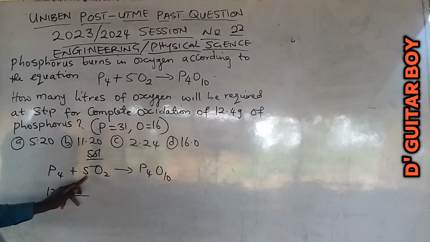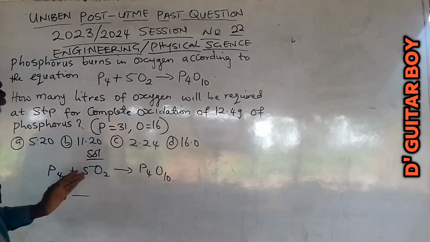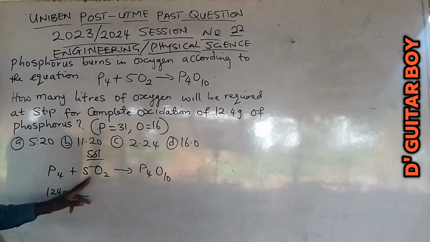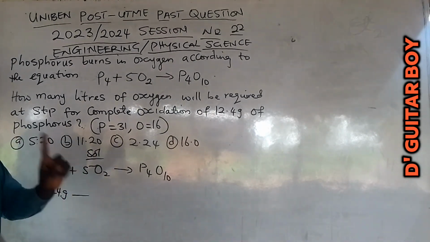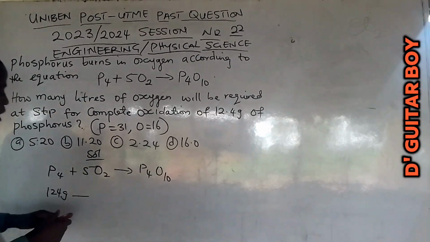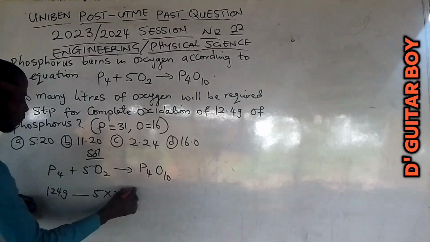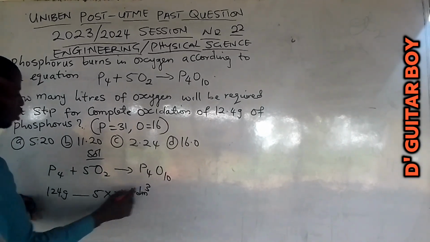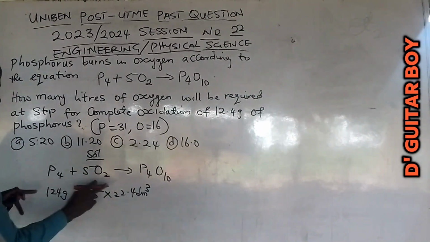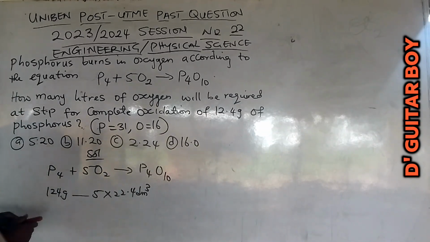But how many moles do we have here? The volume of 1 mole of any gas at standard temperature and pressure is 22.4 dm cube. However, we have 5 moles here, not 1. If it is 1, it's equal to 22.4 dm cube. But we have 5 here, so we'll say 5 times 22.4 dm cube. We don't have anything to do with this part.